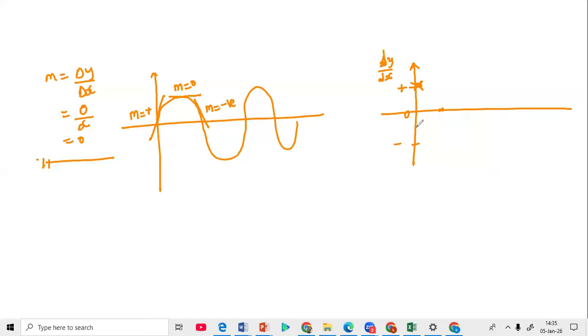This is why you have your 0, where the gradient is 0. The next one was negative, negative is here. The next one was 0, so 0 is somewhere here. The next one is positive, the positive was here. So when you plot, you are going to come up with a graph of this nature, something like that.